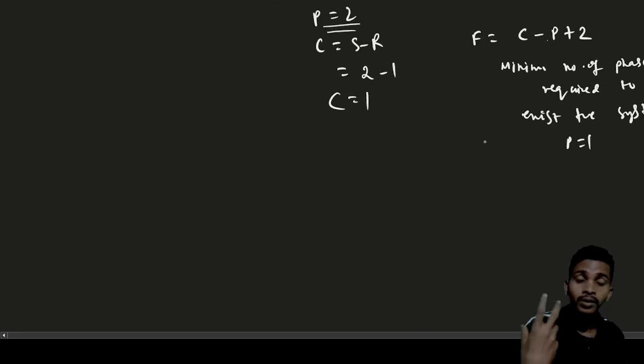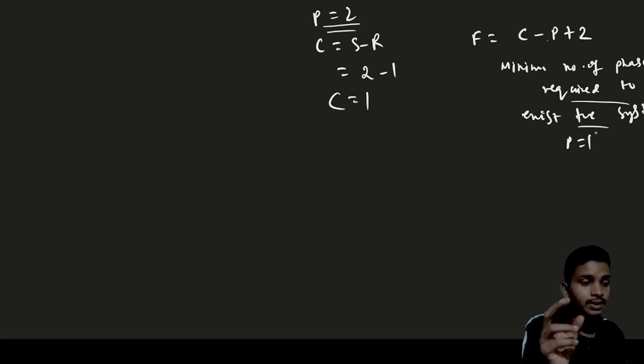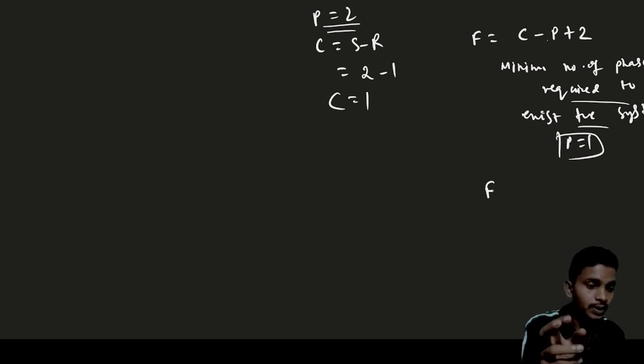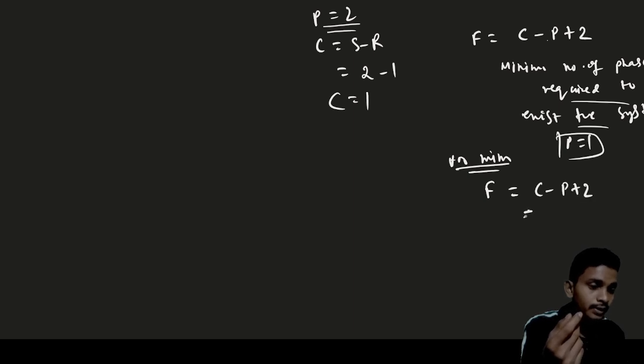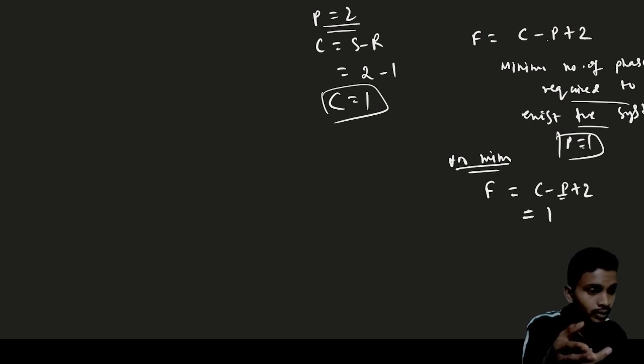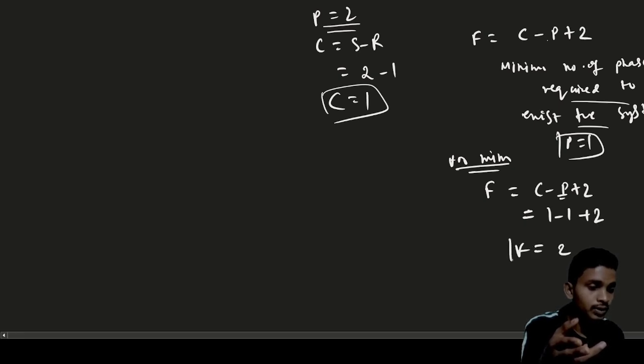Okay, so for either a one-component or two-component system, the minimum number of phases required for a system to exist is 1. Okay, so F for minimum degrees of freedom to exist a system is C minus P plus 2, and for minimum this is 2 here, so phase is 1, and for minimum means 1 phase is needed, this one plus 2, so this component is 2.